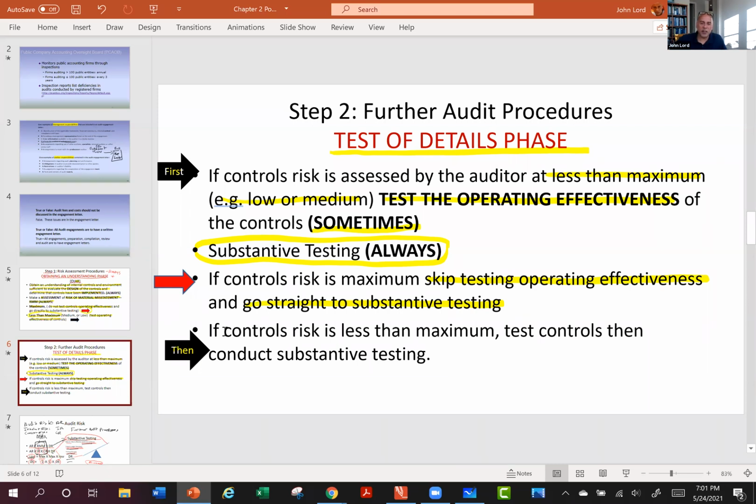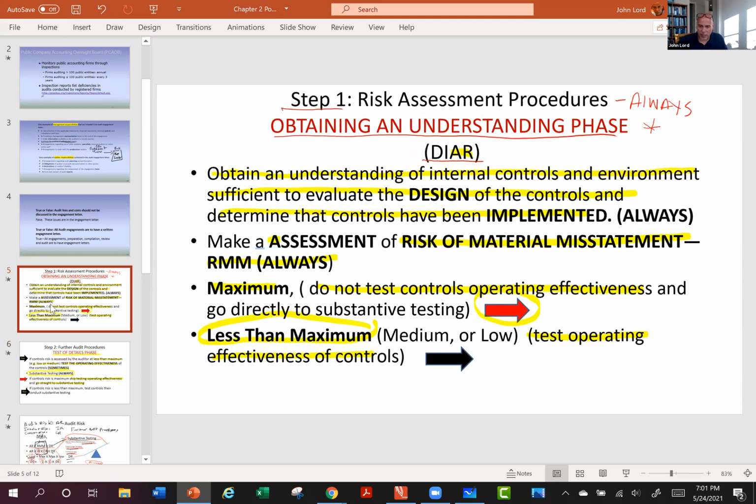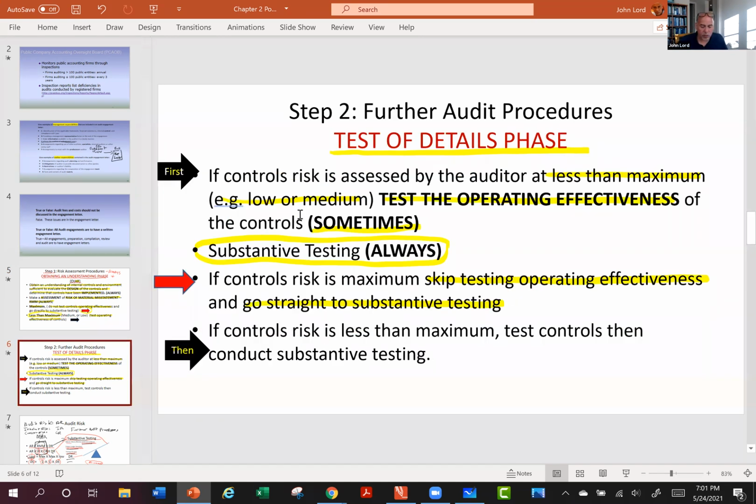And in the test of details phase, if you have followed the red arrow, remember, red arrow meant that we did what? Did we assess the risk of material misstatement at the maximum? That was the red arrow. You follow it to the next page. Okay, and now we go to the next slide. We're following the red arrow because we assessed the risk of material misstatement at the maximum. We bypass the testing of operating effectiveness and we do what? We go straight to our substantive testing. Your control risk is maximum, skip testing operating effectiveness, and go straight to substantive testing.